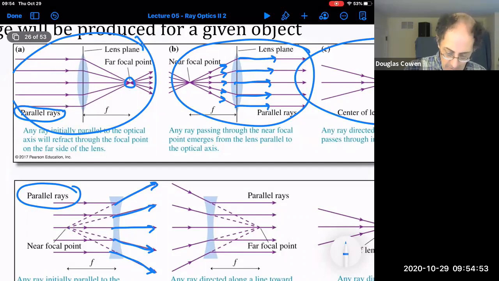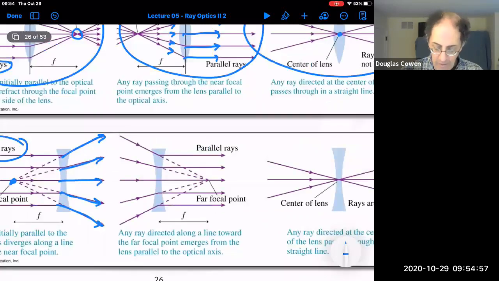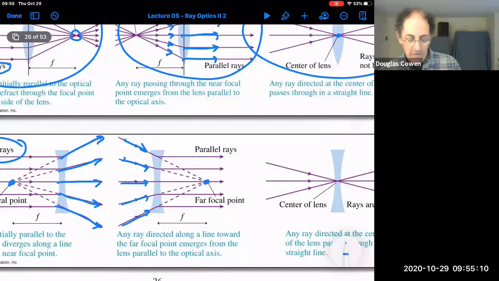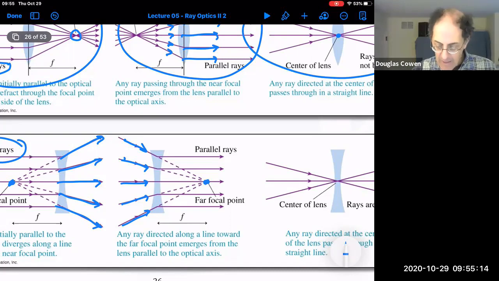The second set of rays for a diverging lens are rays that are coming in, all directed before hitting the lens towards the far focal point. So these are all pointing towards the far focal point. And if that's the case, then when they hit the lens, they will emerge parallel.